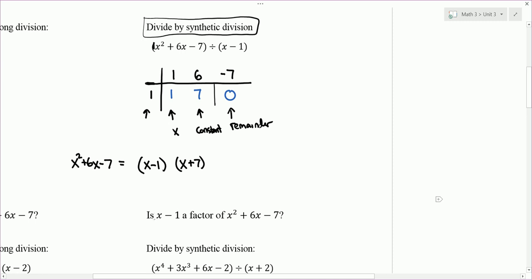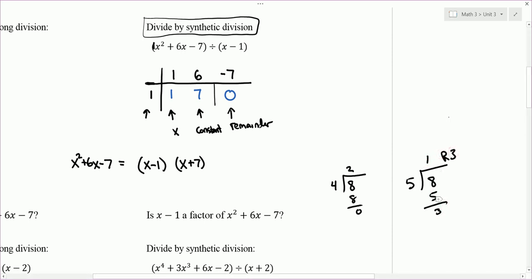So let's answer this. It's asking, is x minus 1 a factor of x squared plus 6x minus 7? And what you need to know is a number is a factor if when you divide by it, you get a remainder of 0. For example, we know that 4 is a factor of 8 because when we divide 8 by 4, we get 2 and the remainder 0. But 5 is not a factor of 8 because when we divide here, we get a remainder of 3.